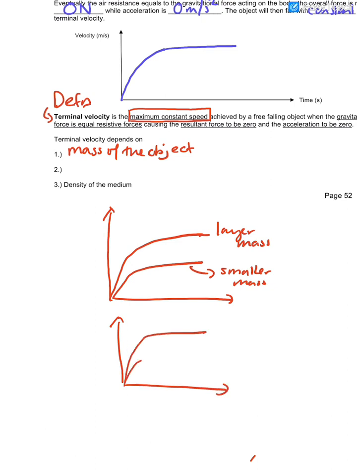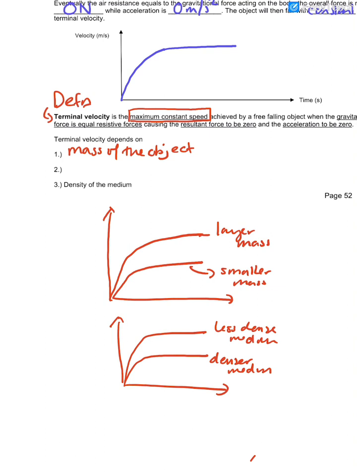So for each one I need to draw one object. This is your denser medium, and this one is the less dense medium. Because the denser medium is going to generate much more resistive forces than your less dense medium.